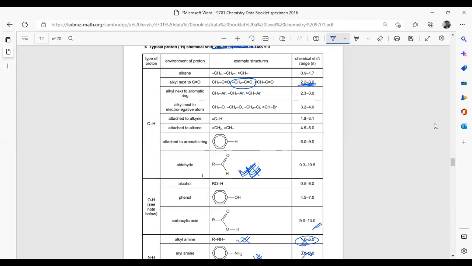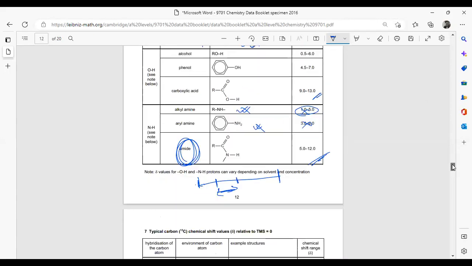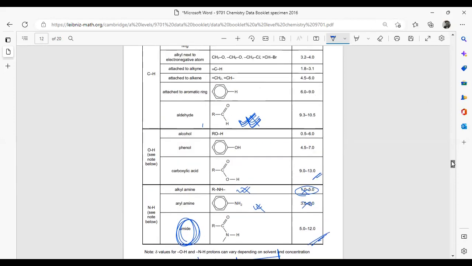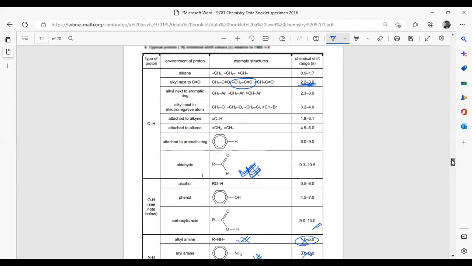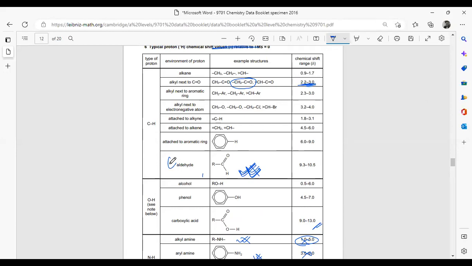That means we should have a C double bond O group, or an ester group, whichever you prefer. Let's see, do we have an ester group? We can observe that the ester group itself does not have any environment, because here we have no hydrogen present. In this region, we don't have any hydrogen present, so we cannot talk about this as a unique group.